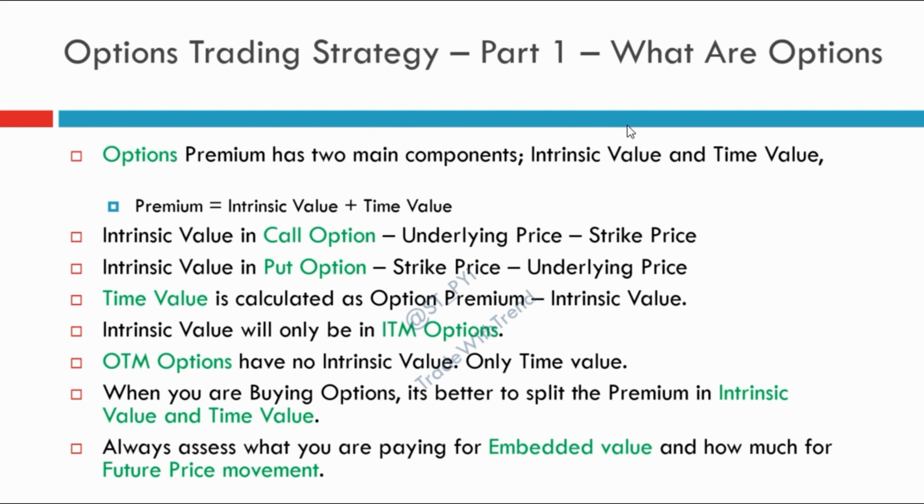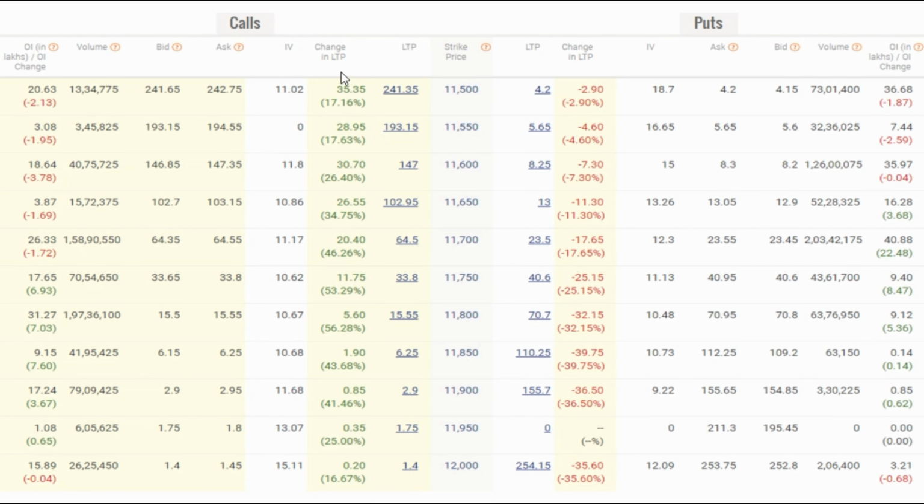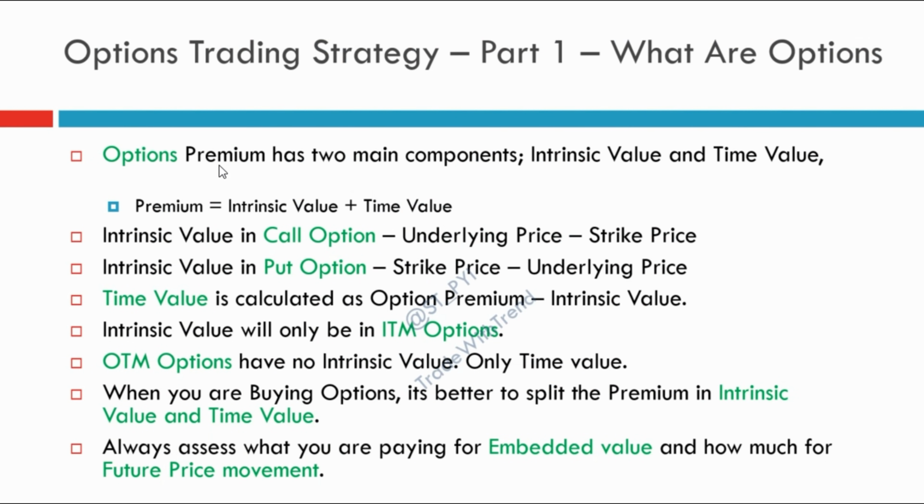So now let me come to what option premium means. In this slide that you see, the last traded price for put options, the LTP is here. For call options, the LTP is here. So this is the premium, right? So what is this premium actually made of? That is what I want to explain. Options premium actually has two main components. One is the intrinsic value, that is the built-in value of the option, and another one is the time value of the option. Premium I have written here is intrinsic value plus time value.